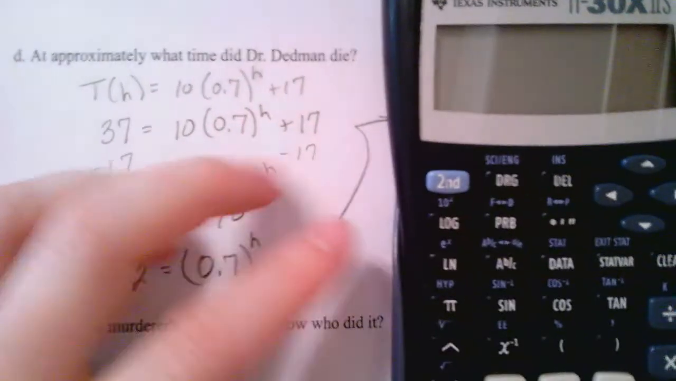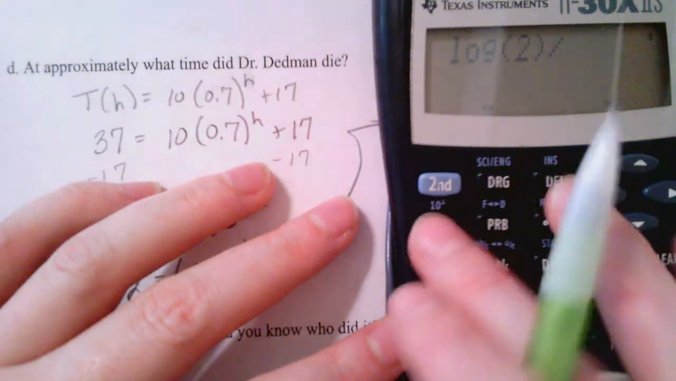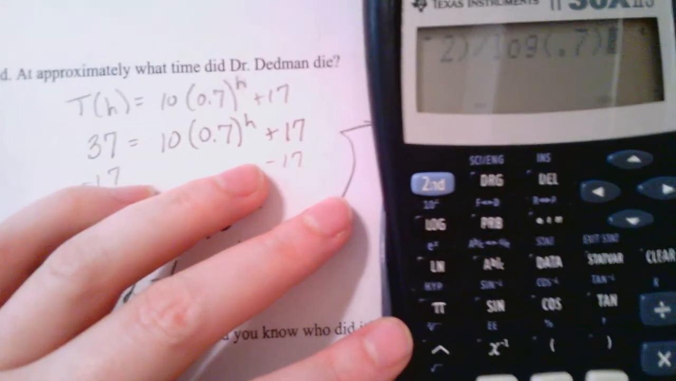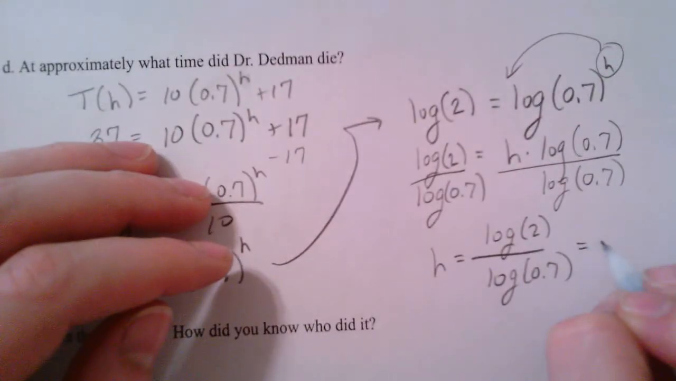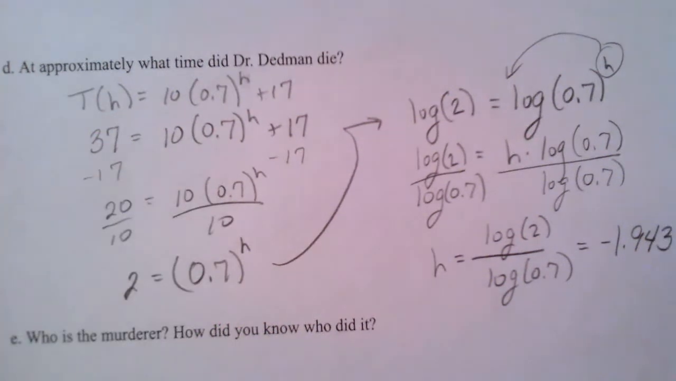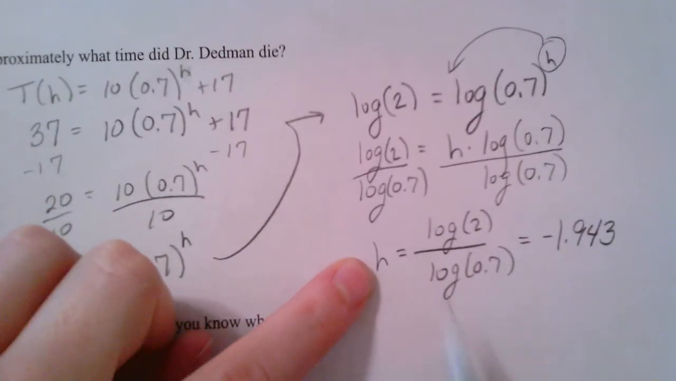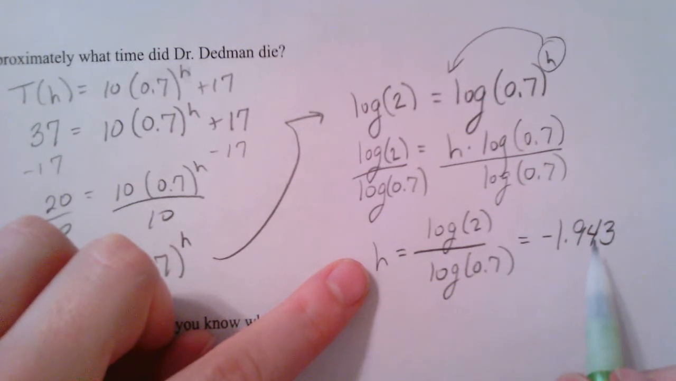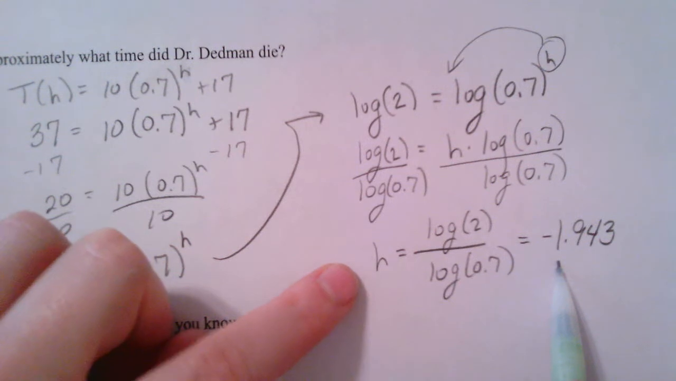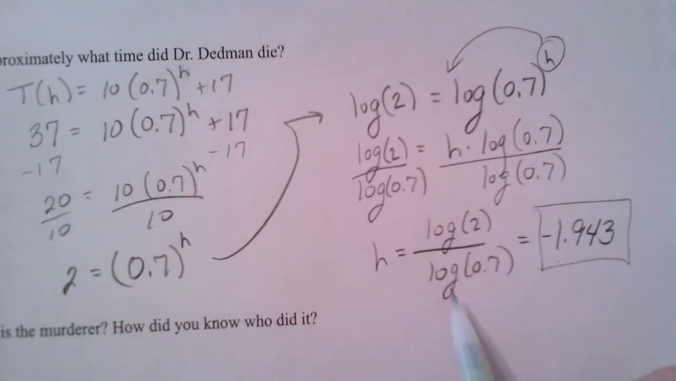Okay. So now I'm going to take my calculator and type in log of 2, close parentheses, divided by log of 0.7 equals negative 1.943. So that's negative 1.943. Okay, and that's kind of a weird answer, but remember what it represents. H is the number of hours. And I hope it feels okay to you that we're getting a negative answer. Because if time is ever negative, it just means we're going backwards in time. And that kind of makes sense because I want to know how long ago Dr. Deadman was killed. It's almost 2 hours ago.